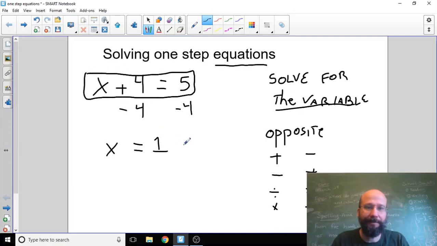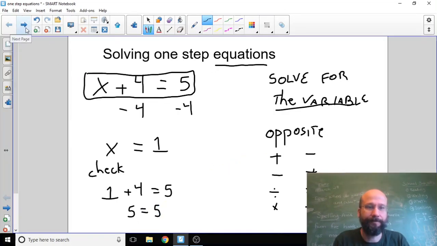We could go back to our original problem and check our answer. So we could check by putting this 1 here where the x is, substituting 1 for x, and see if the equation is true. Does 1 plus 4 equal 5? And 1 plus 4 is 5. 5 equals 5. So let's do some more.